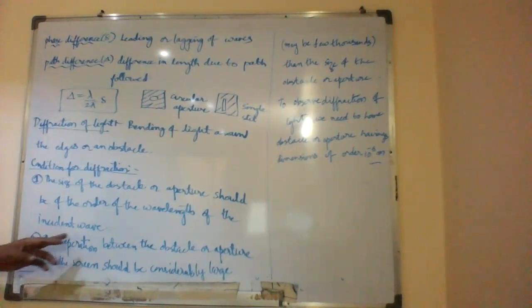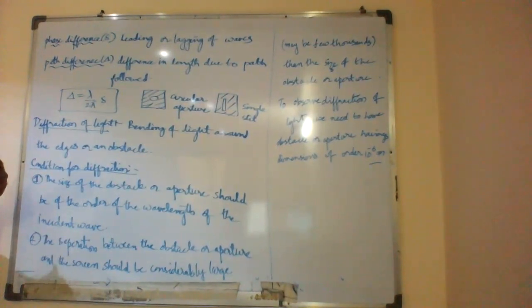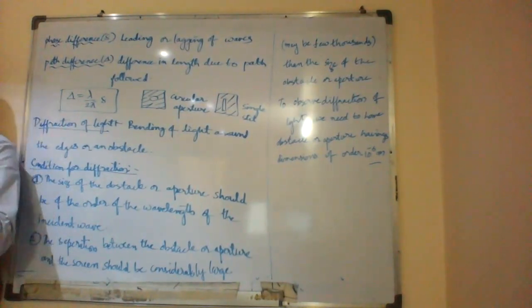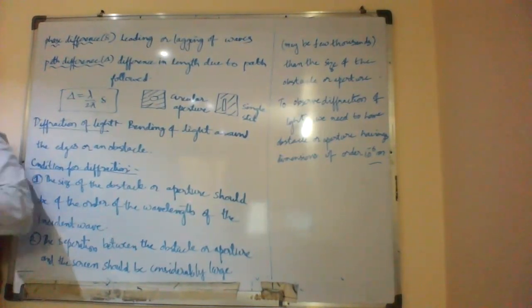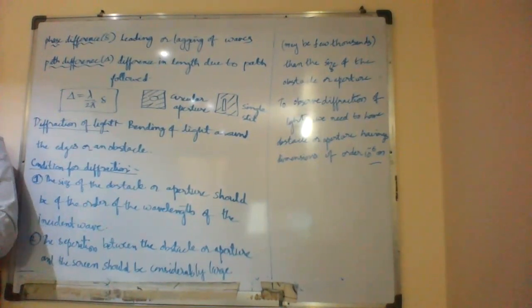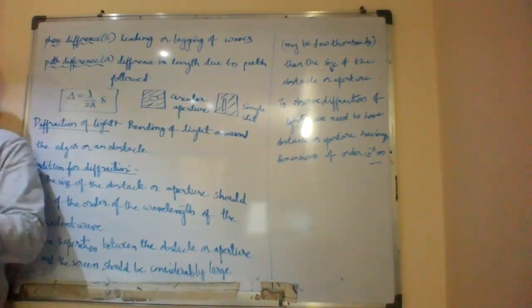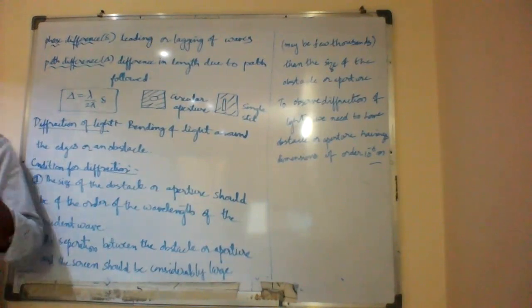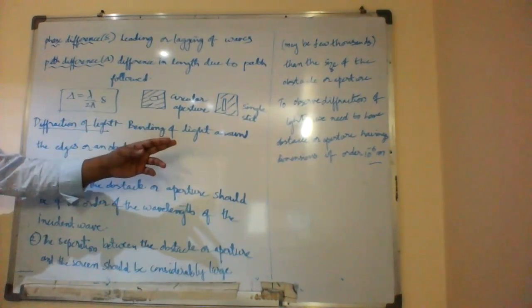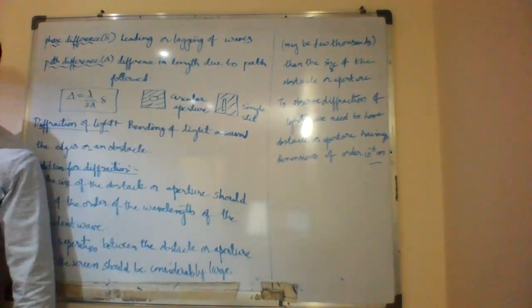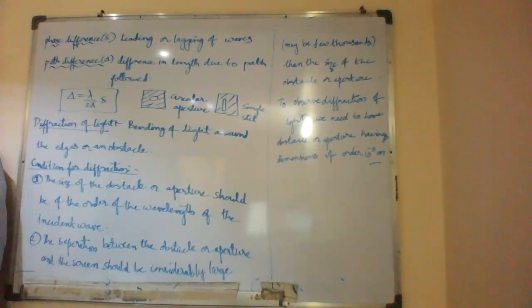The second one is that the separation between the obstacle or aperture and the screen should be considerably large, like in thousands. Meaning, if the aperture size is in micrometers or nanometers or angstroms, then the distance between the slit and the screen should be at least a meter, or in centimeters at the least. So that means this is a difference of thousand. Then only you can observe the diffraction pattern. Next, to observe the diffraction pattern, we need an obstacle or aperture having dimensions of 10 to the power of minus 6 meters. Otherwise, you cannot observe the diffraction. So this is very, very important.